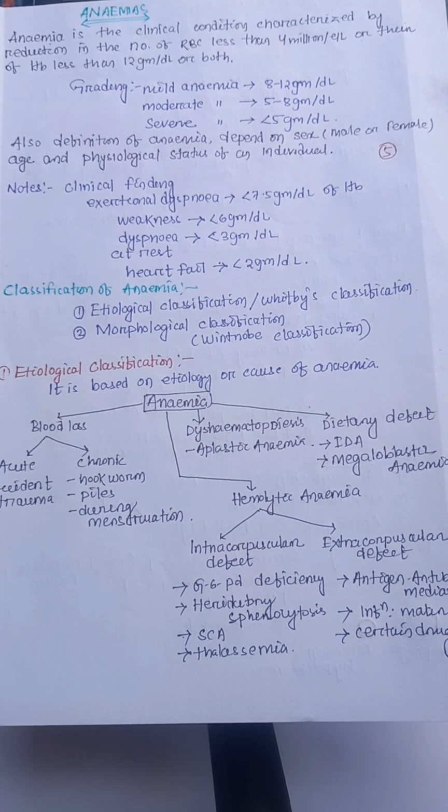What is the extracorpuscular defect? There is an extrinsic defect of RBC, like antigen antibody mediated hemolysis. There are some that we will cover in further classes that come under antibody antigen mediated anemia. And infection like malaria and certain drugs, you know about this. Certain drugs also cause anemia.